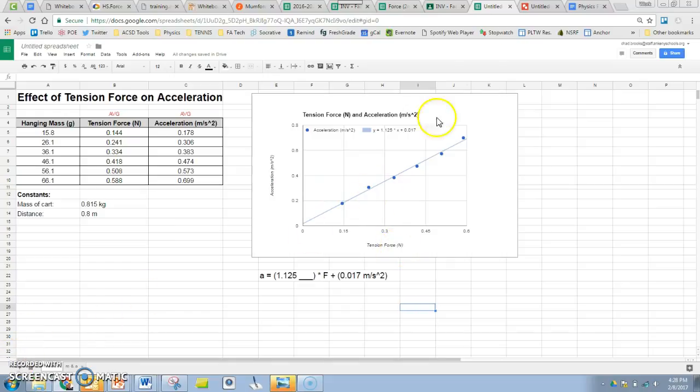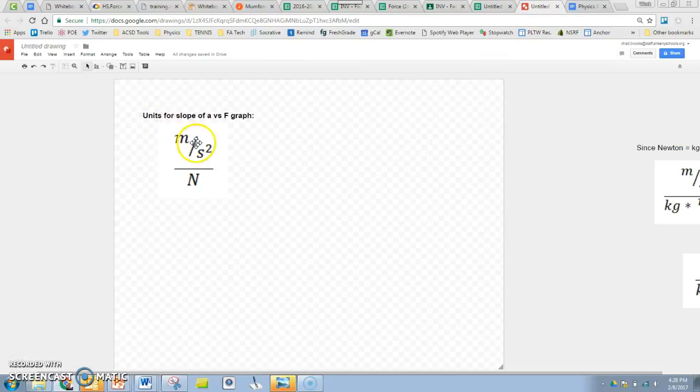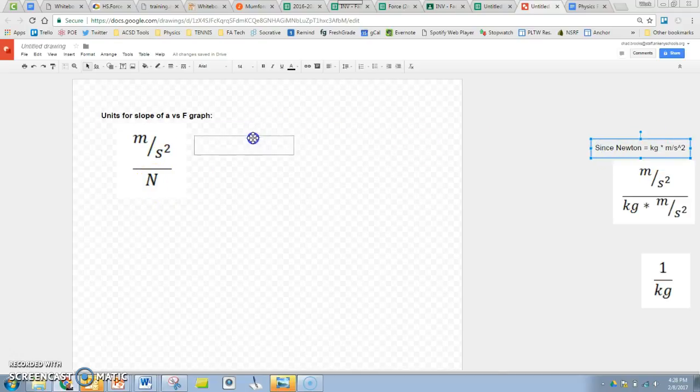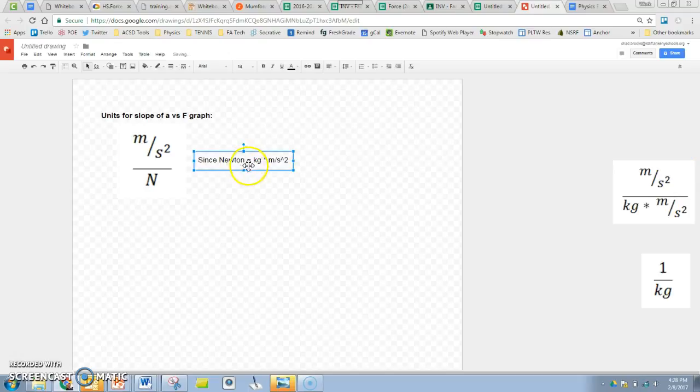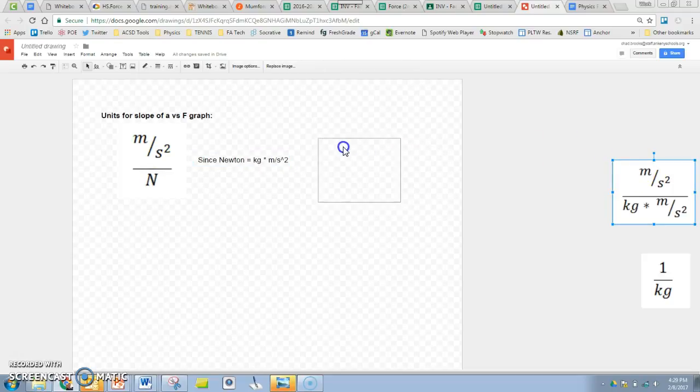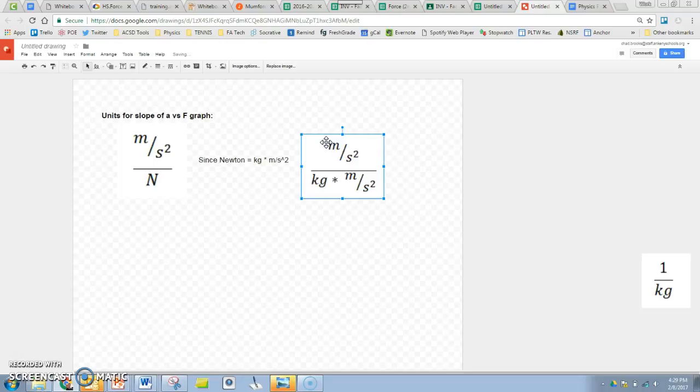All right, so I'm going to switch over to Google Drawing here to analyze those units with you. So units for slope are meters per second squared over newtons. Well, if you look up what a newton is, it's a defined unit. A newton is equal to a kilogram times a meter per second squared. So if I replace newton right here with what it means, kilogram times meter per second squared, I get that. So this is the units for the slope of an acceleration versus force graph.